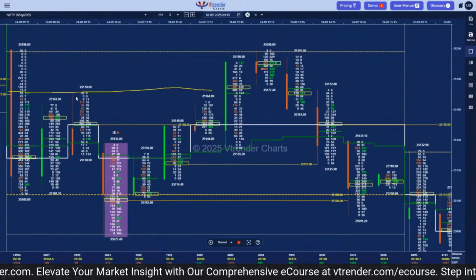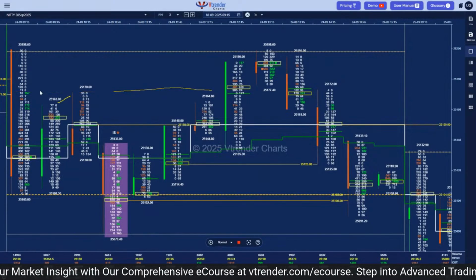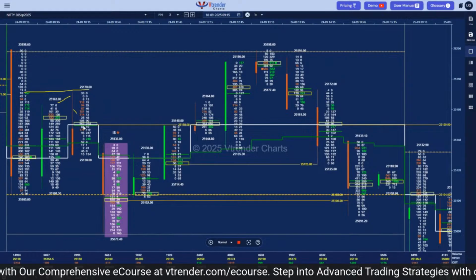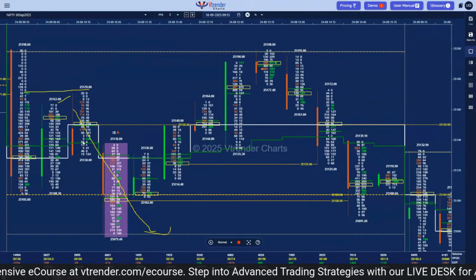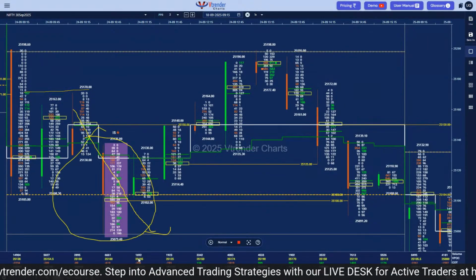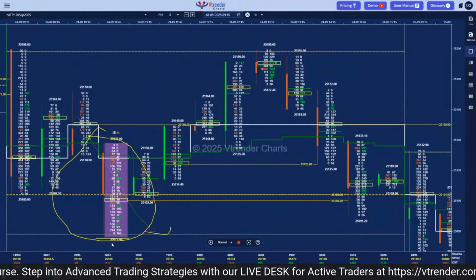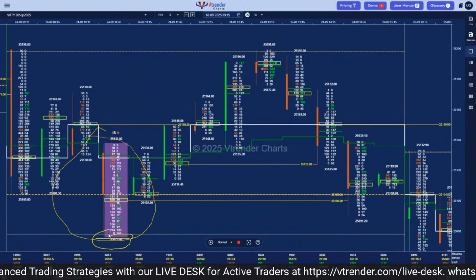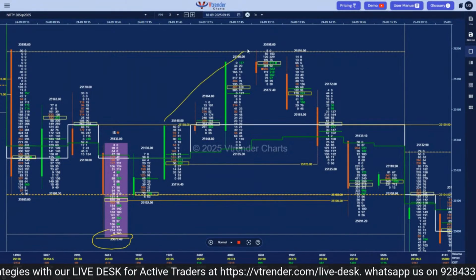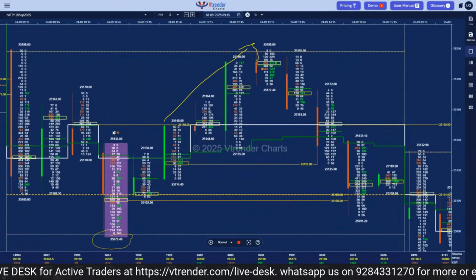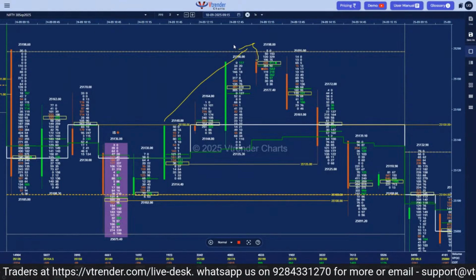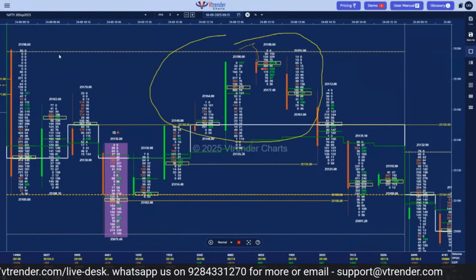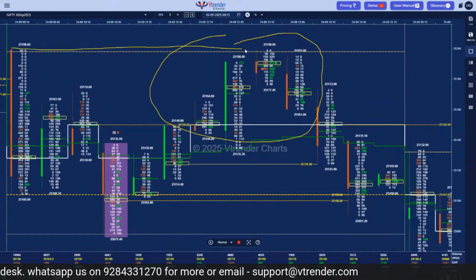So what we did in the C side, we made a pullback to this. We could not take this out, and we probe lower. We got this IS30, but this IS30 did not get triggered because we did not break below this 25079. So this got negated. We went on to probe higher. The buyers made an attempt, but again you can see where we stalled. We stalled right at the place where we got zeros at the open.